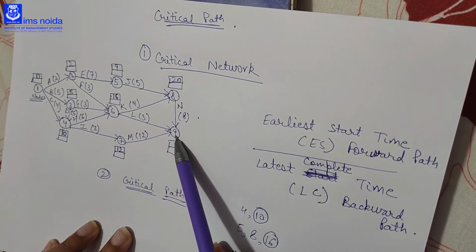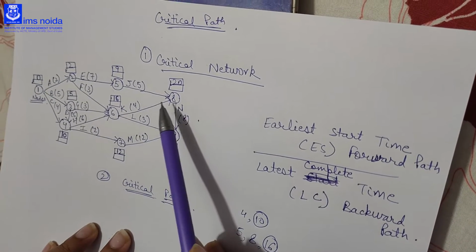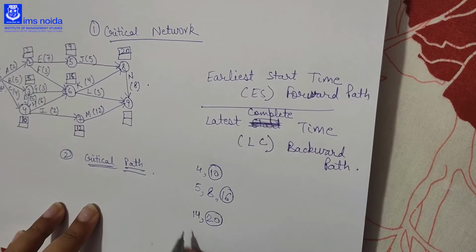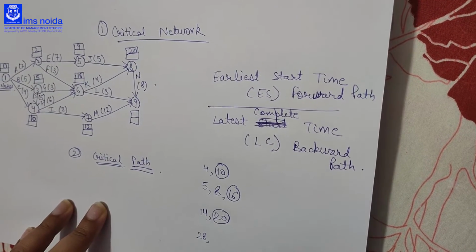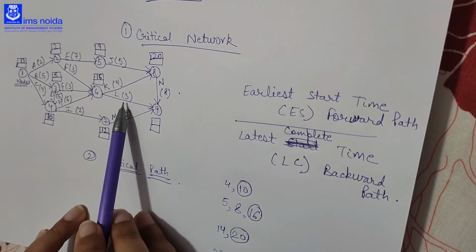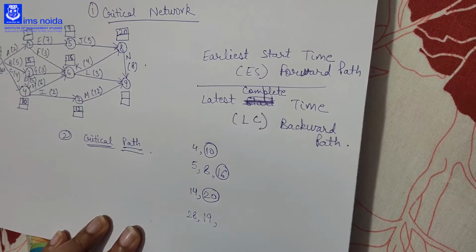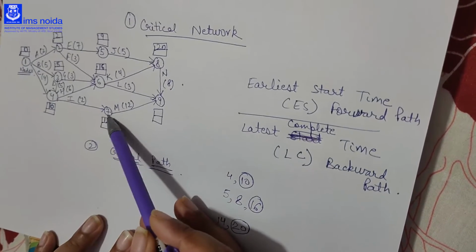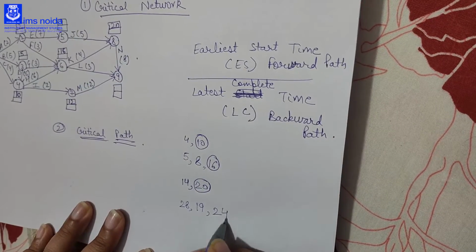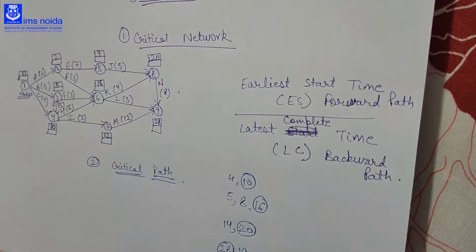Then to come to 9 we have 3 ways, that is 8 to 9, 6 to 9 and 7 to 9. If we come from 8 to 9, the time required is 28, that is 20 plus 8, 28. If we come from 6 to 9, the time required is 16 plus 3, that is 19. Okay, if we come from 7 to 9, that is 12 plus 12, 24. The maximum time is 28. So the earliest start time of 9 is 28.